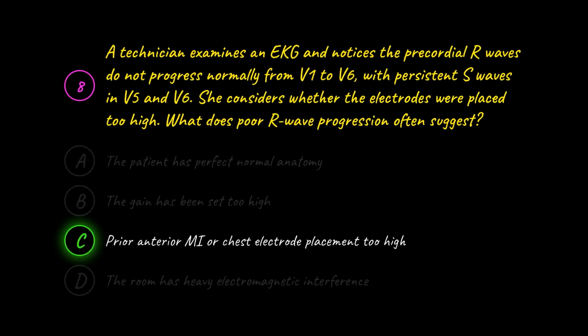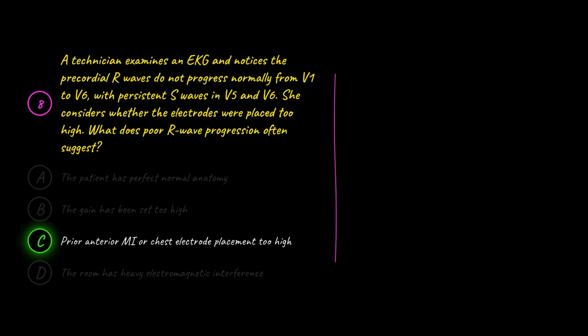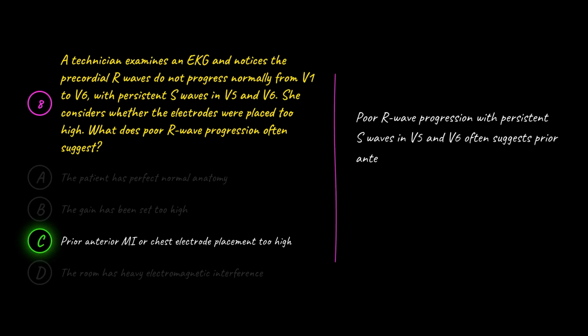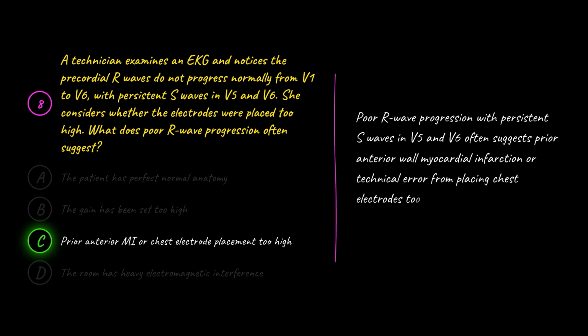The correct answer is C. Prior anterior MI or chest electrode placement too high. C is correct because poor R wave progression with persistent S waves in V5 and V6 often suggests prior anterior wall myocardial infarction or technical error from placing chest electrodes too high on the chest. Verifying placement is the first troubleshooting step.